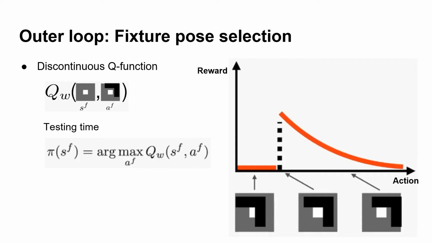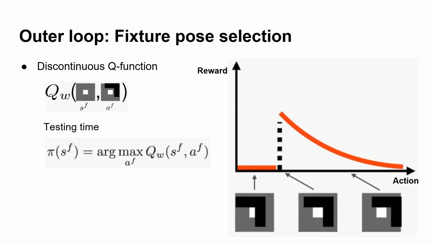On the y-axis, we have the reward, and on the x-axis, we have the placement of the fixture. On the left depth image, the fixture is actually covering the hole. So the robot will never be successful in inserting the peg, and thus will not get any reward during training. Suddenly, when the fixture is perfectly aligned with the hole, it will get the maximum reward, and this reward will start to decrease when the fixture is suboptimally placed.